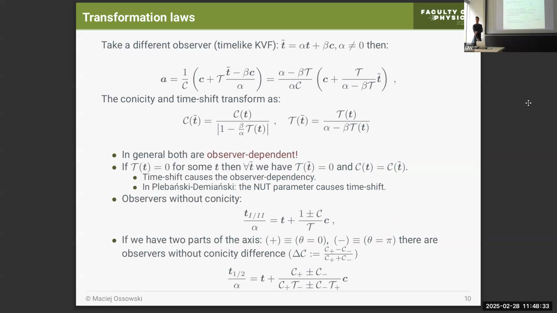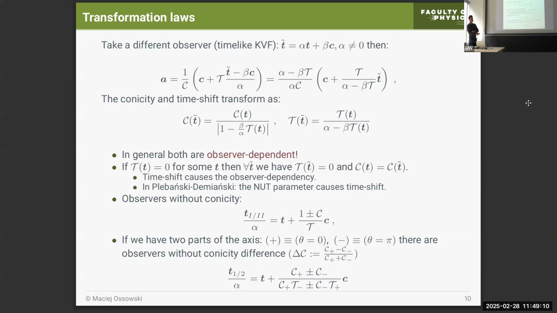And so in the spacetime that people usually consider, black hole spacetime, the time shift, which causes the observer dependency, comes from the NUT parameter. So it's the NUT parameter that causes the time shift. And I suspect that this is the reason why people haven't really discussed this before, because the most widely studied black hole solutions are, of course, those without the NUT parameter. And without the NUT parameter, this doesn't happen. There is no observer dependency of the measured conicity.